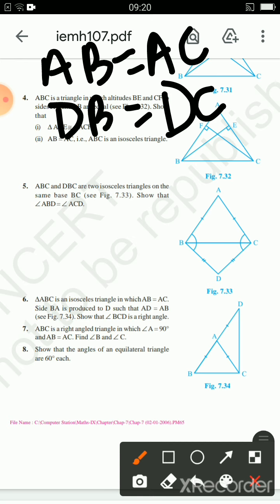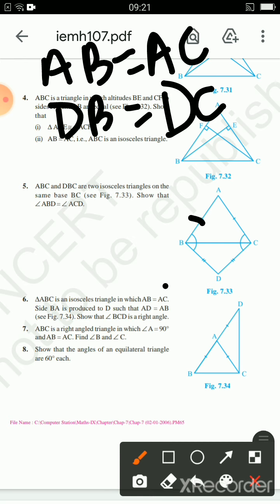Okay. सबसे पहले आप देखो, आपको शो क्या करना है? एंगल ABD इज इक्वल टू एंगल ACD. अब आप इसे दो तरीके से शो कर सकते हो, या तो कॉन्ग्रुएंसी यूज़ करके, या फिर कि आपने जो एक थ्योरम होती है दैट द एंगल्स ऑपोजिट टू इक्वल साइड्स आर इक्वल.